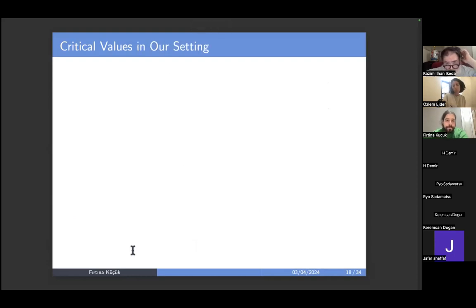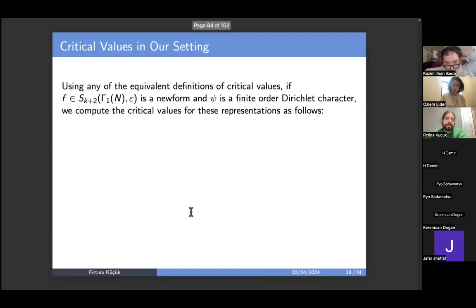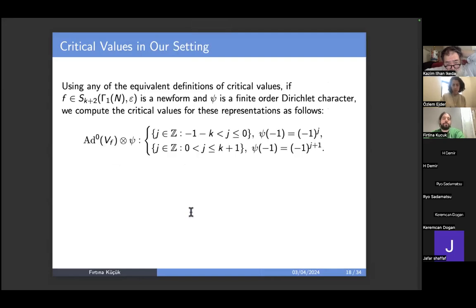And this is the equivalent condition of critical values. So the n's which make V critical will be our critical values. And in our setting, let's look at the critical values. If F is a newform, again, we compute the critical values for the adjoint representation as follows.